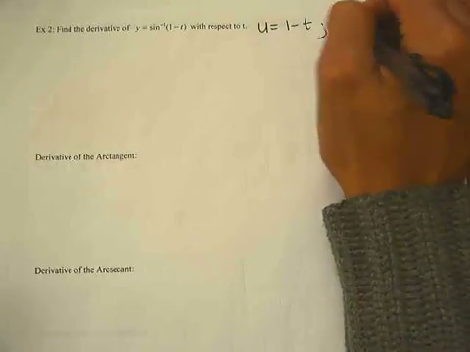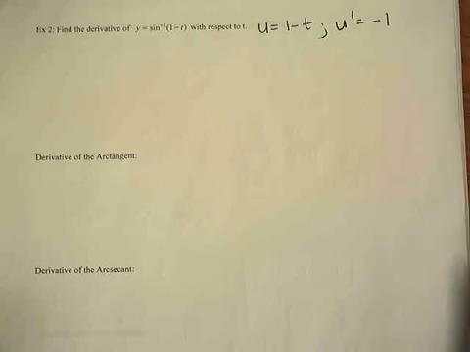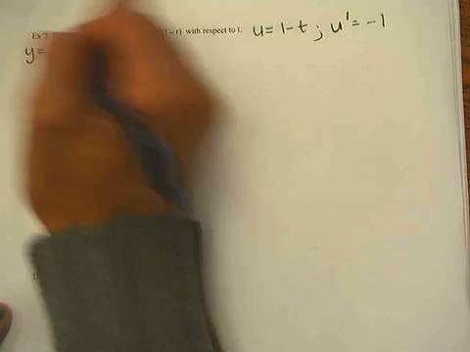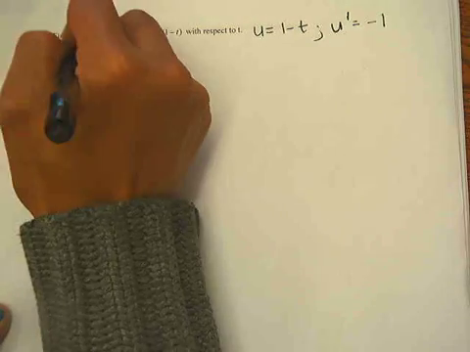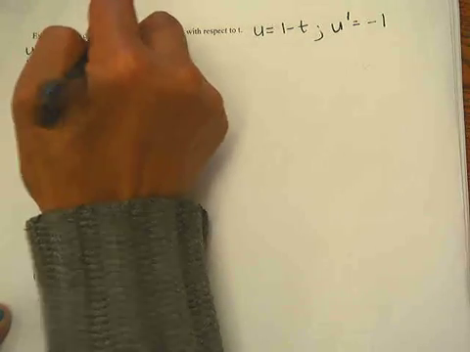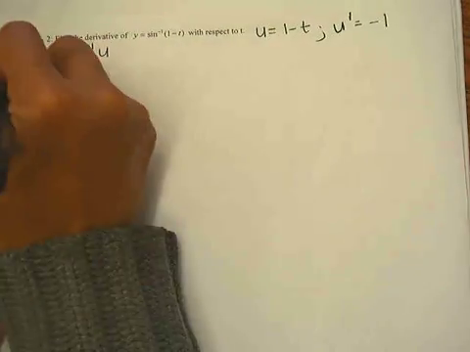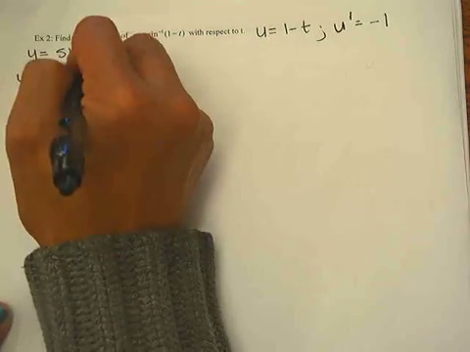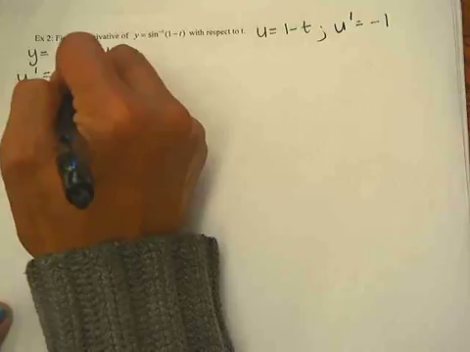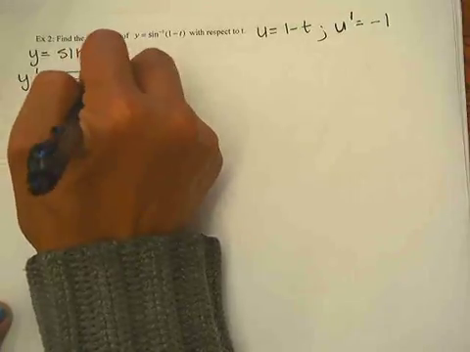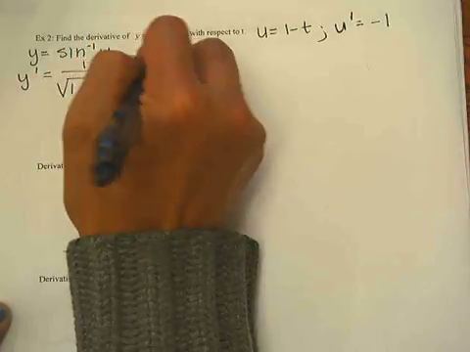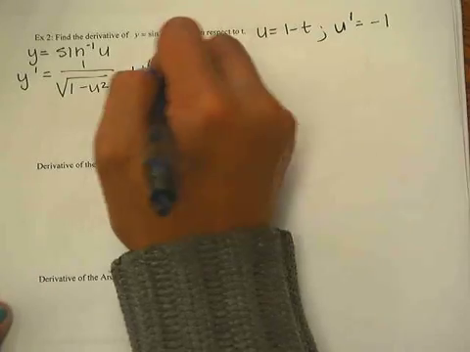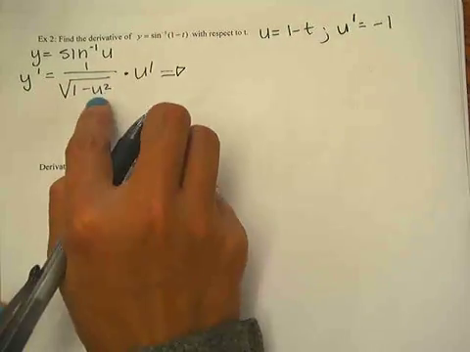So u prime, hopefully you wrote -1. Okay. So right now I'm going to write y equals sine inverse of u, and you're asked to take the derivative, which is really y prime. So the derivative, according to the formula, is 1 over square root 1 minus u squared times u prime. That's the formula.